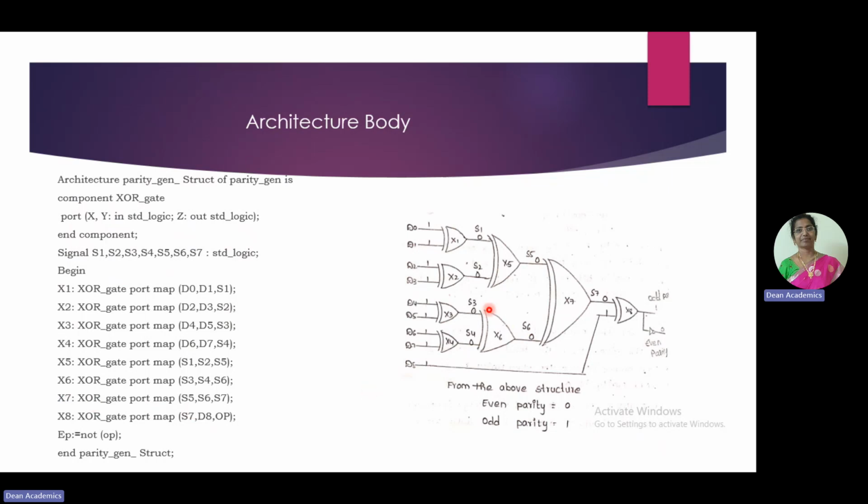X7 is XOR gate port map with S5, S6 and S7, and X8 XOR gate port map with S7, D8 and odd parity. Like that we complete the architecture body, and even parity is not of odd parity bit, and end parity generator structural style. In this way we can develop a VHDL code for 9-bit parity generator and checker using IC 74280 in structural style.